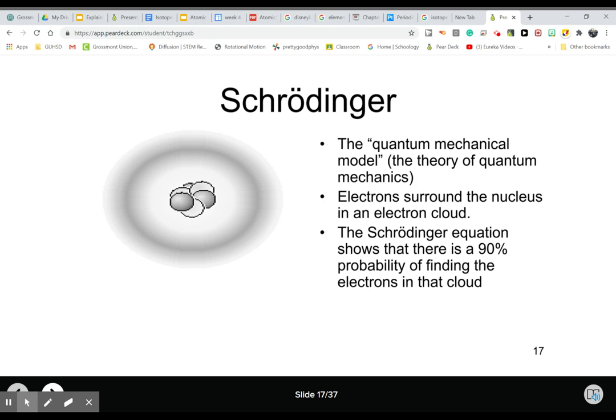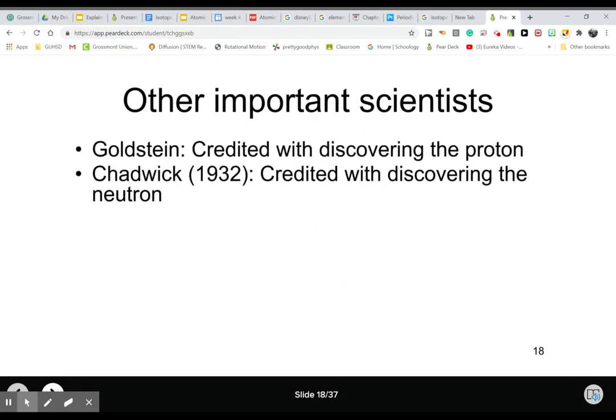And what this ended up giving us is an understanding of magnetic properties, is kind of where Schrodinger goes. We won't spend very much time talking about Schrodinger, but it's this idea that electrons are not just orbiting the nucleus, but they're moving around in these cloud structures, these orbitals. And the maximum number of electrons that can be in those clouds is 2 per cloud, basically. And we will maybe address that a little bit later. So some other important scientists, Goldstein is credited with the discovery of the proton, and Chadwick is credited with the discovery of the neutron in 1932.